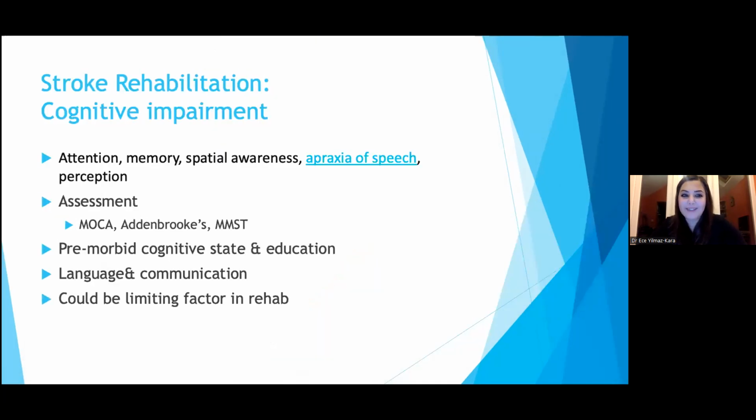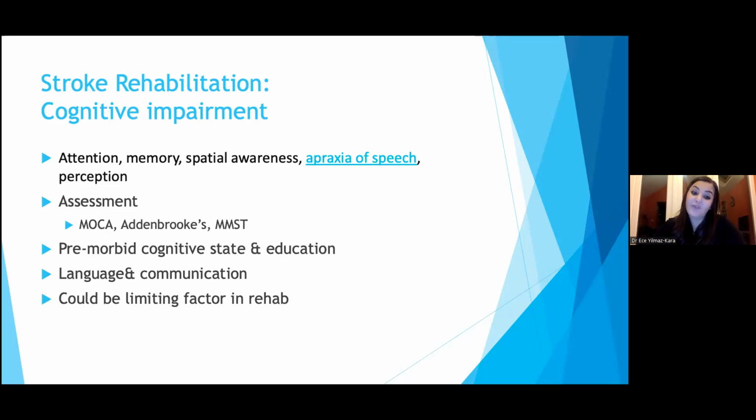Cognitive impairment. Cognition assessment includes attention, memory, spatial awareness, apraxia, and speech, which goes hand in hand with cognitive impairment and perception. We must do our screening assessments, and we must consider pre-morbid cognitive state as well as education and language and communication. Maybe it's not cognition, maybe it's communication.